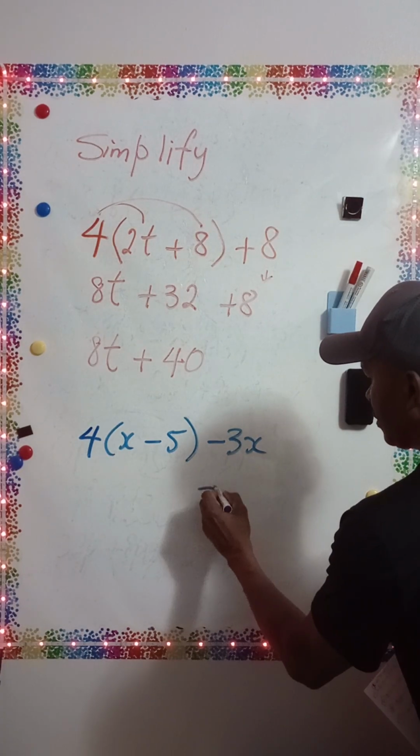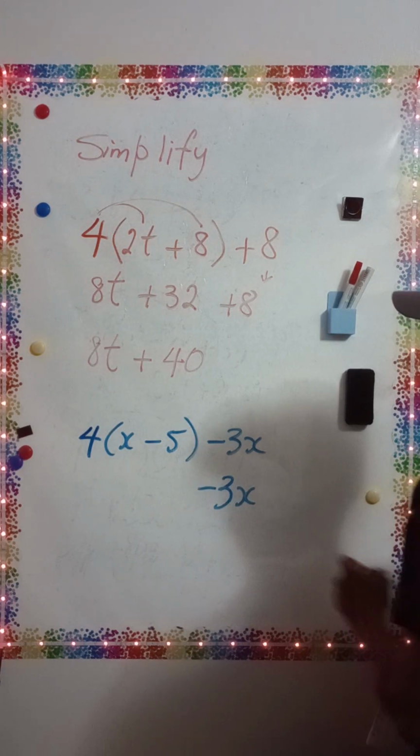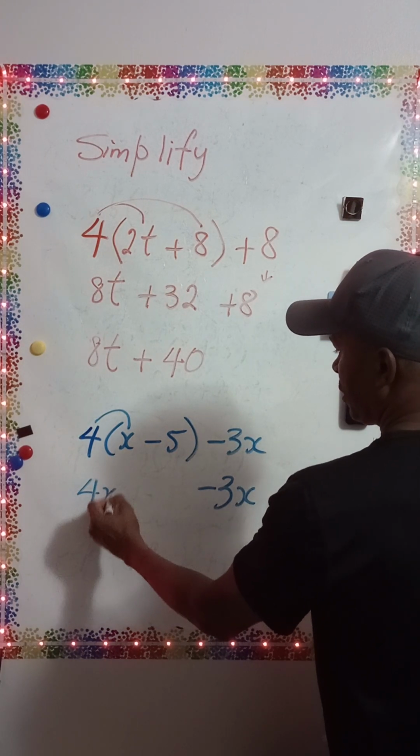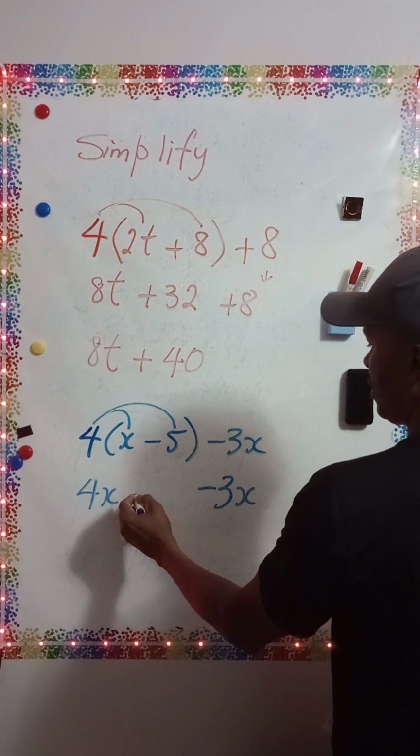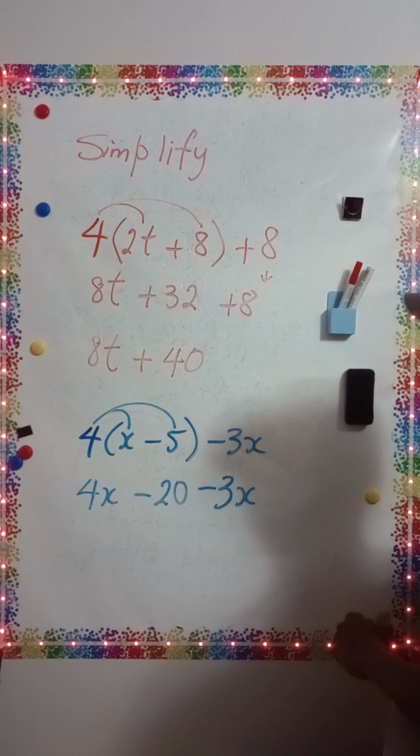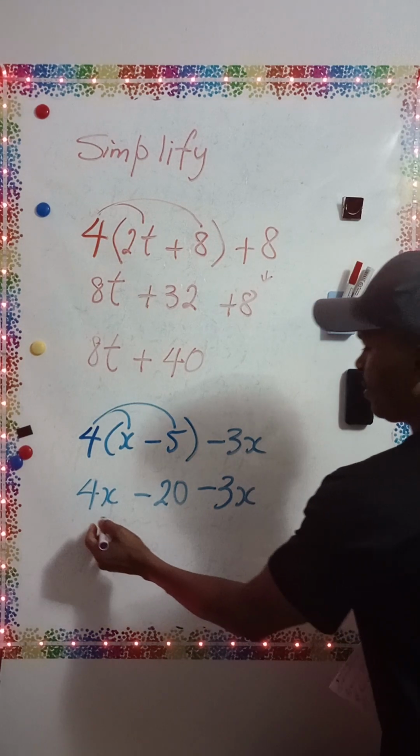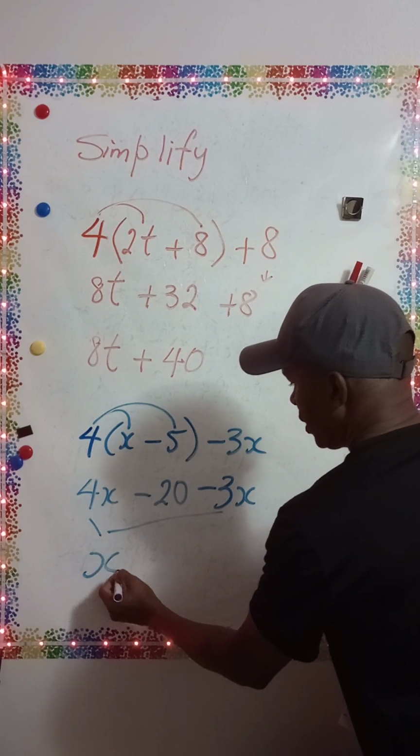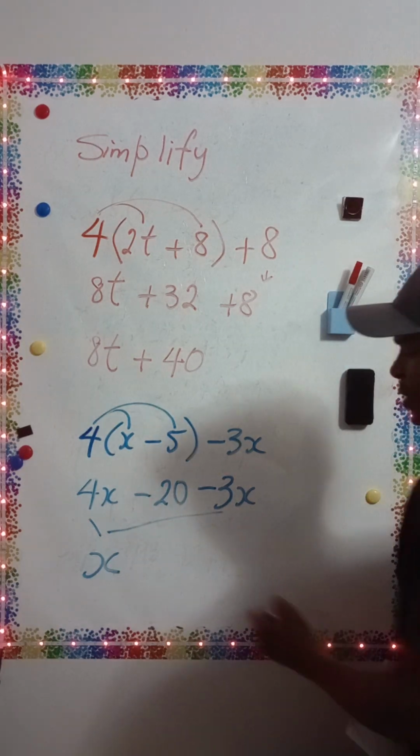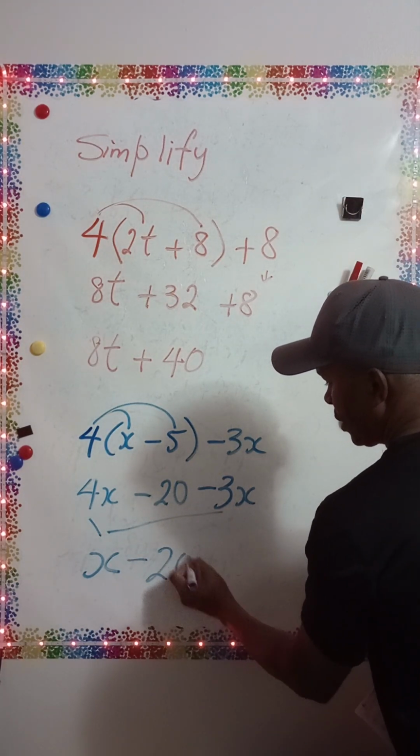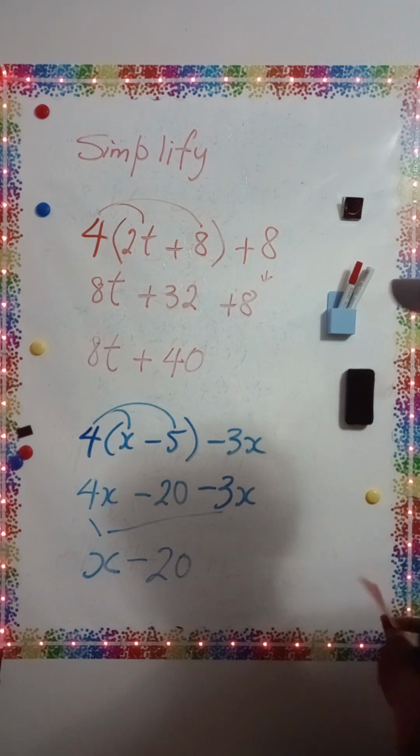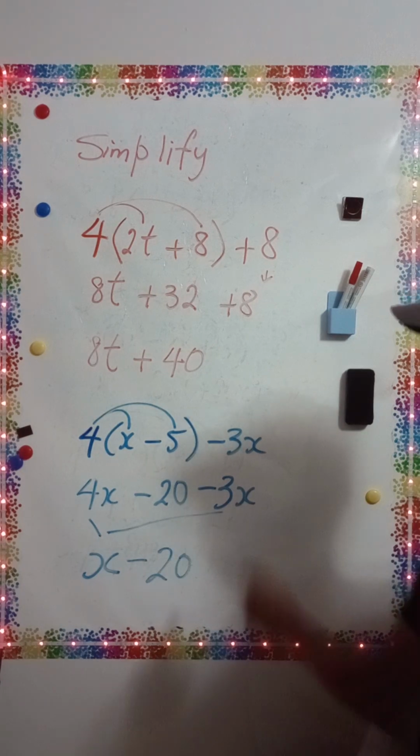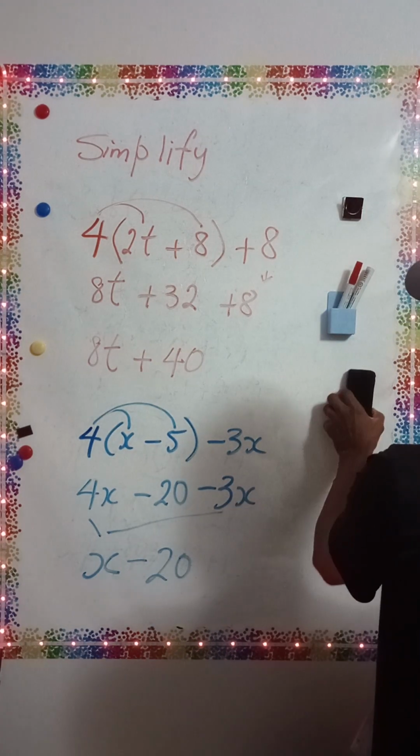So we're going to bring this down. Since this is the case, we can multiply. We're going to have 4 times x is 4x, and 4 times negative 5 is negative 20. From there now, if you look carefully, we have like terms. We're going to have 4x minus 3x is x, and we have one constant, and x minus 20 cannot be further simplified. So please note what has happened in this system as well. Good.